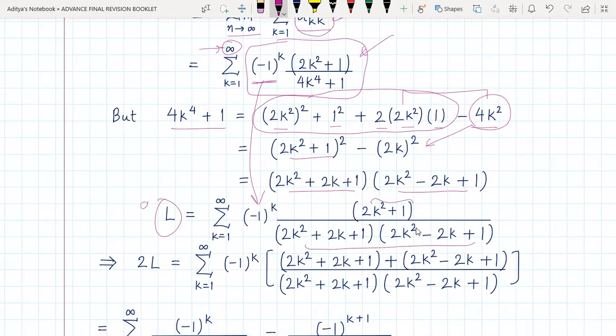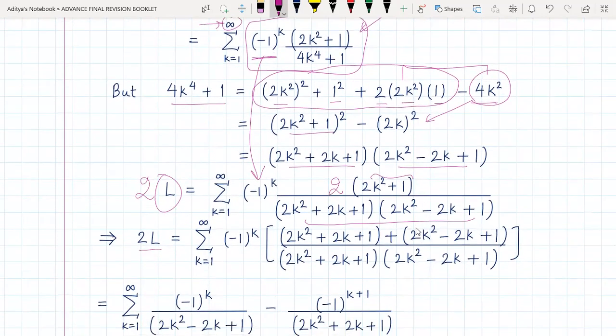Okay, now multiply both sides by 2. So 2l would be equal to, now observe what I have done. This will become actually 4k square plus 2, right? And this quantity is also becoming 4k square plus 2 only, because 2k and 2k will anyway get cancelled, and 2k square plus 2k square is 4k square, and 1 plus 1 is 2. So it is correct to write the way that I have written. Basically the sum of the denominators is 4k square plus 2. That's what I have written.